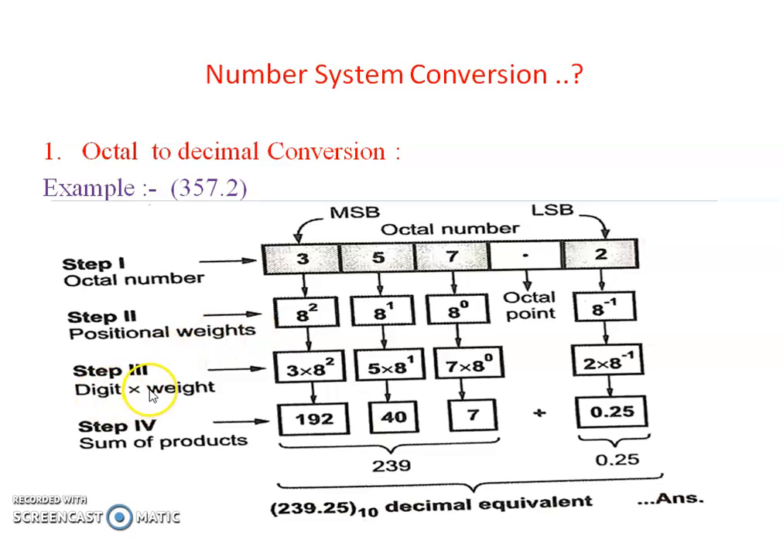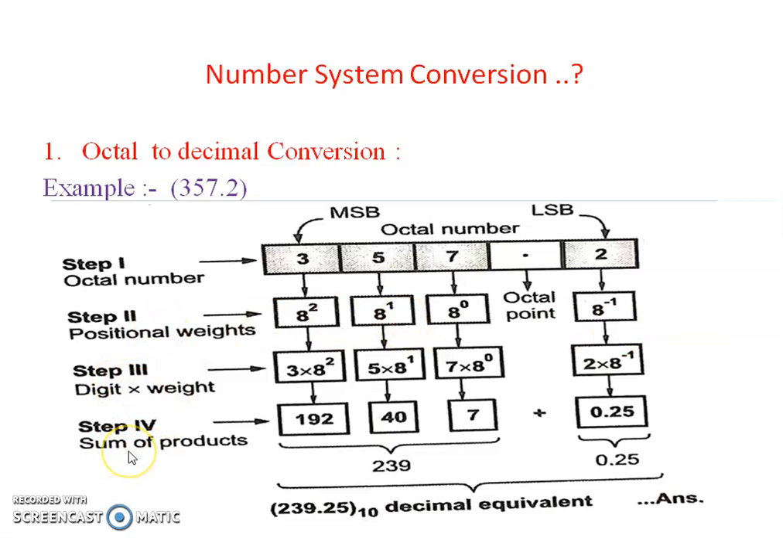Our third step is to multiply each digit in the given number with its corresponding weight to get the product of digits, or positional value. So here the third step is to multiply digit into weight. Our digit is 7 and our weight is 8 raised to 0, so 7 into 8 raised to 0. Our digit is 5 and the positional weight is 8, so we multiply 5 into 8 raised to 1, and so on. This is our third step.